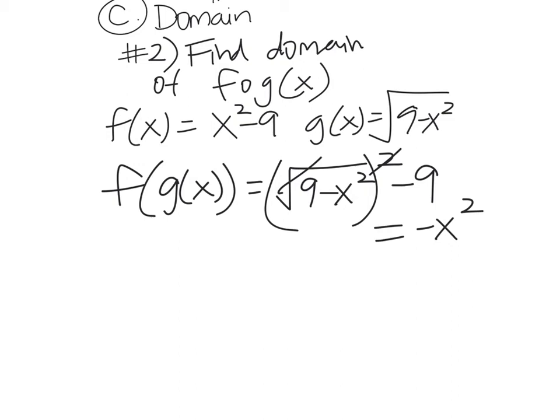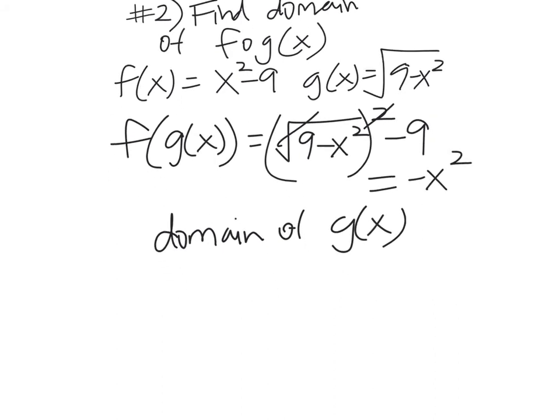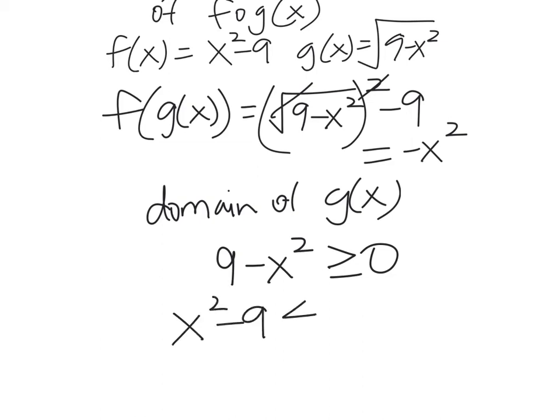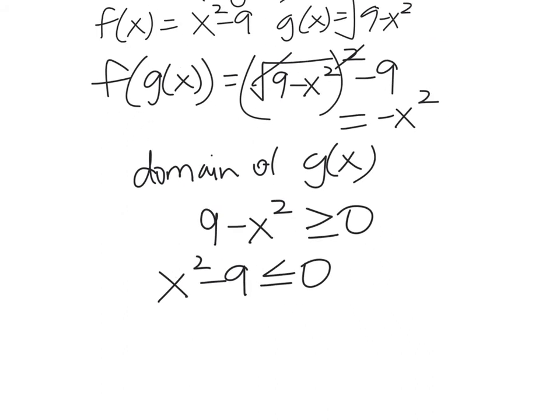So let's look at numbers that can go in. We need to find the domain of g of x. So g of x is the square root of 9 minus x squared, which means 9 minus x squared has to be greater than or equal to 0. And we solved these in chapter P. It's still coming back. If we bring everything over to the other side, which would probably make it a lot better, we get x squared minus 9 is less than or equal to 0. Okay? And we solved that last chapter.